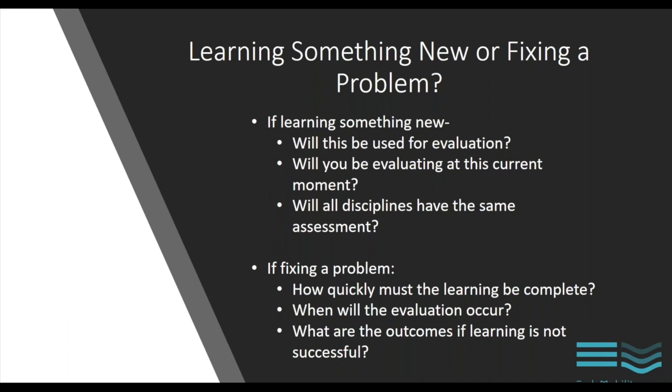And then finally, if you're fixing a problem, how quickly do you need to fix it? Because that again will add stress to the learners. And it may not be something that then is conducive to simulation. It may be something that needs to be fixed right now and have to do kind of a didactic learning approach and then an immediate skills check. Let the learners know when the evaluation will occur. And finally, what are the outcomes if learners are not successful? I think being clear, if you're going to use it as a validation or an evaluative tool, that you're clear with the learners, what does it mean if you're not successful and how will we help you remediate from there?